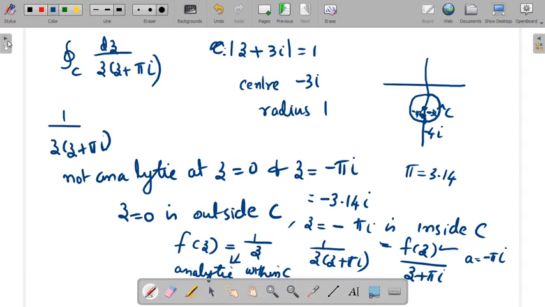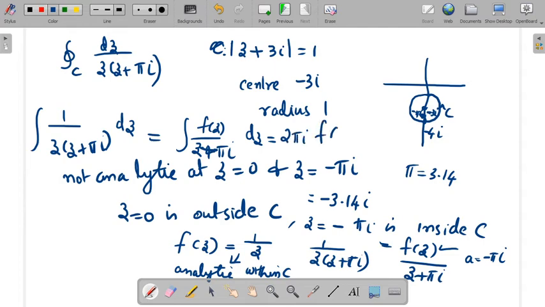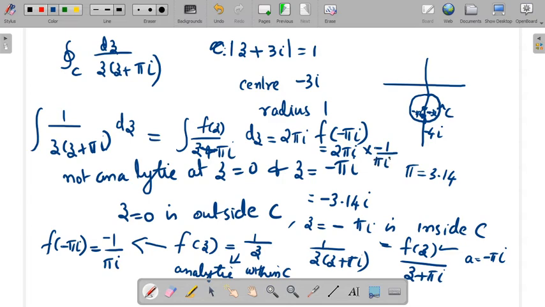So we get the integral of 1 by z into z plus pi I dz equal to the integral of f of z by z plus pi I dz, which is equal to 2 pi I into f of minus pi I. And f of z is taken as 1 by z. So f of minus pi I will be equal to minus 1 by pi I. So we substitute it over here. We get 2 pi I into minus 1 by pi I. Pi I cancels and we get the integral as 2.